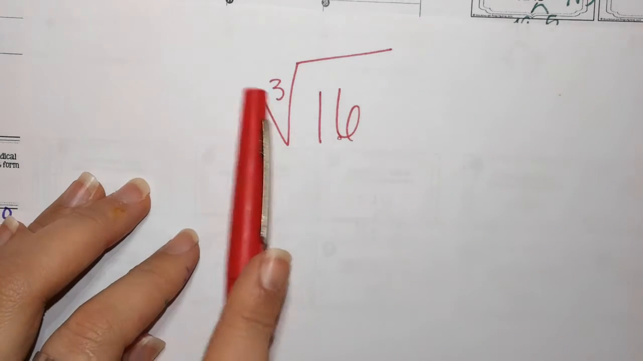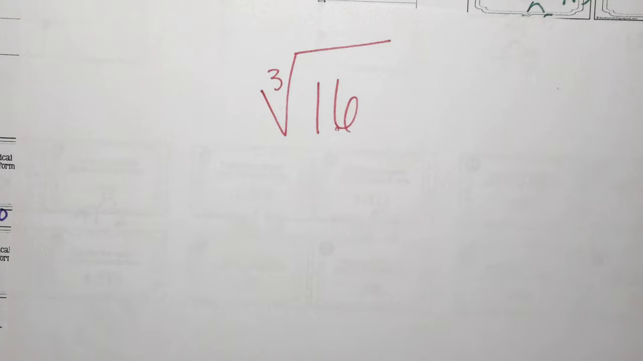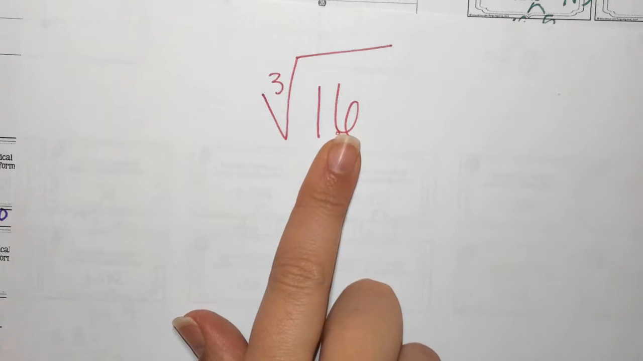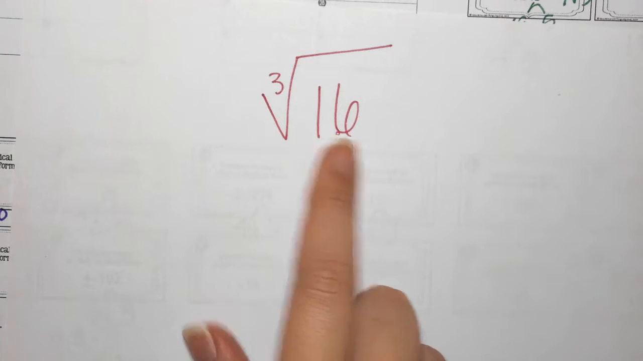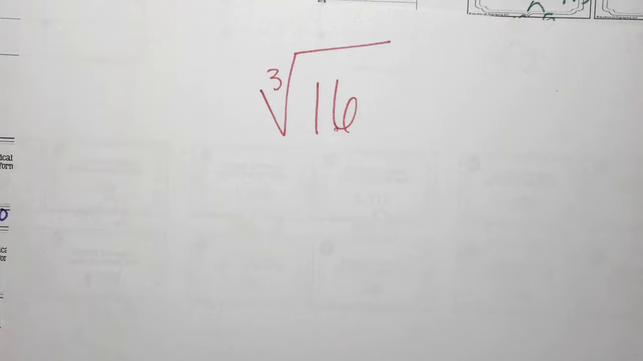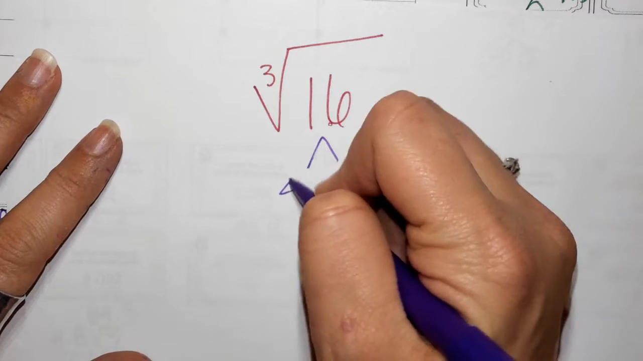What's our index? So how many of the number do we need? 3 this time. So the reason we did perfect squares before was because we had a square root. But if we have 3, we need 3 of the same number. So what can we break this down into? 5 and the remainder 1. 3 times 5 is 16. Break this down. Just 4 and 4, right?